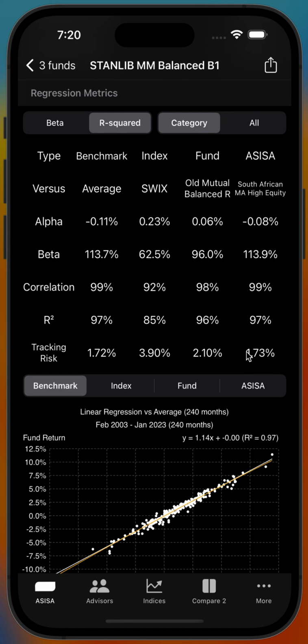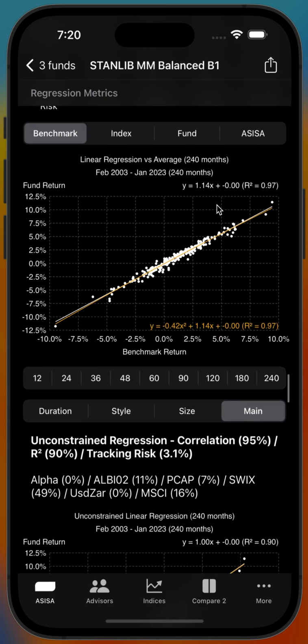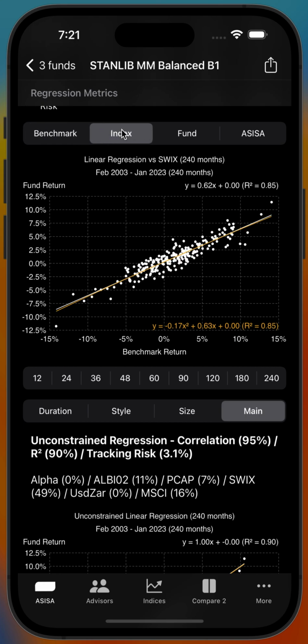And then against the ASISA category, you can see very close to this, which was the category average. And then you can see the regression line here with the equation, as well as the R squared, as well as a quadratic fit to the data. And sometimes you've got a much better quadratic fit to the data. So again, you could look at that regression against the benchmark, against the index, for example. This is what I'm talking about.